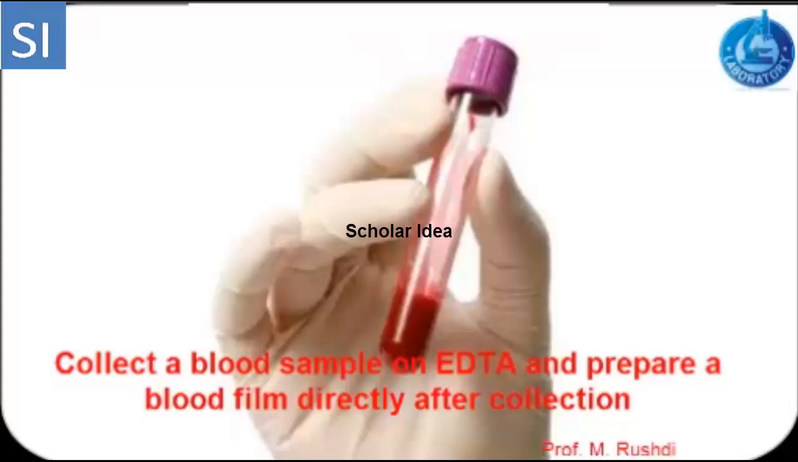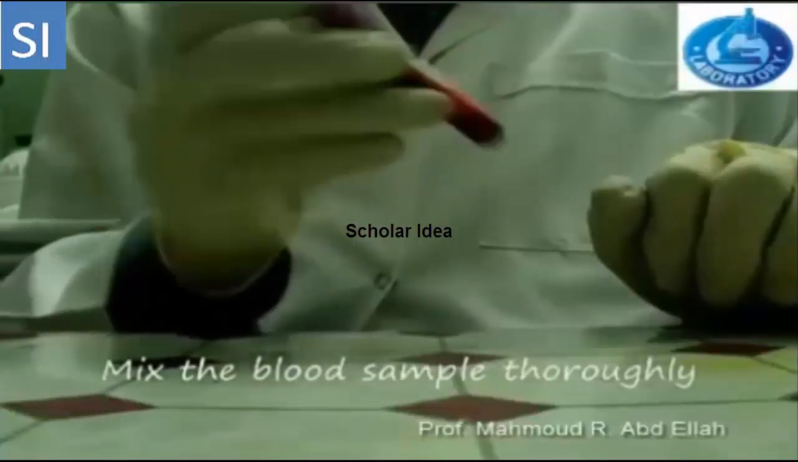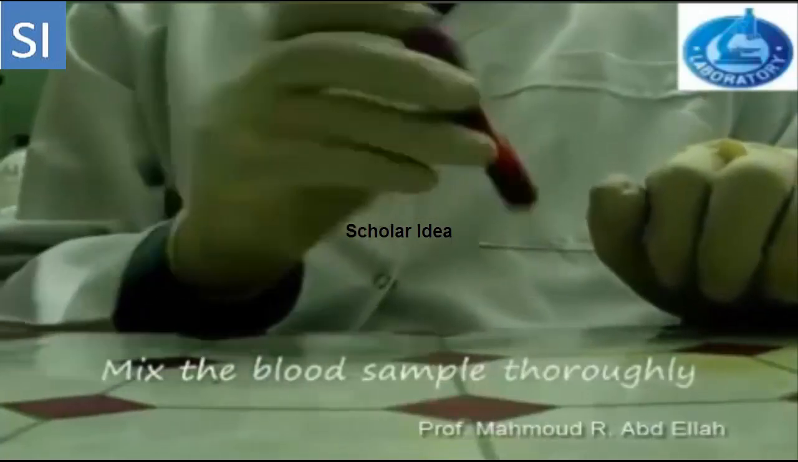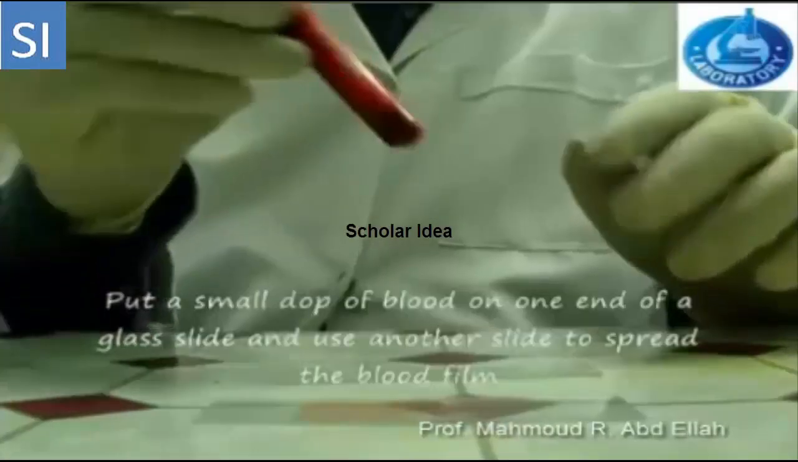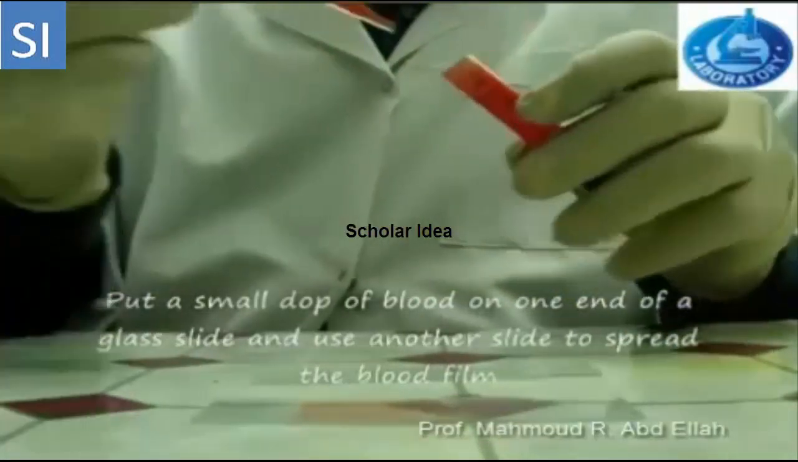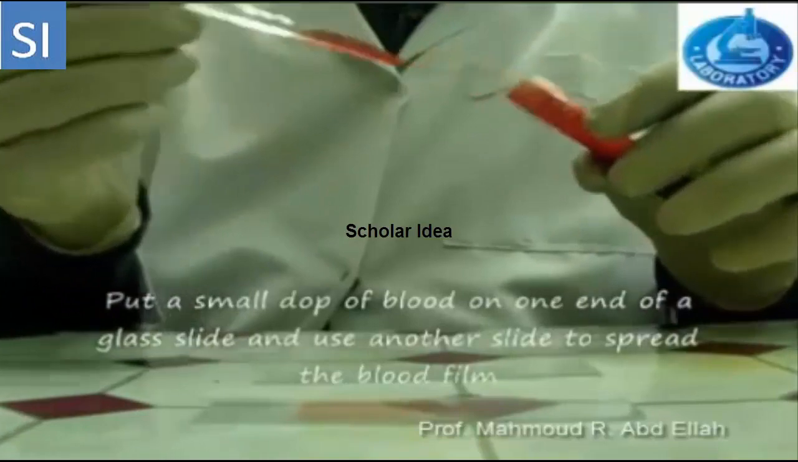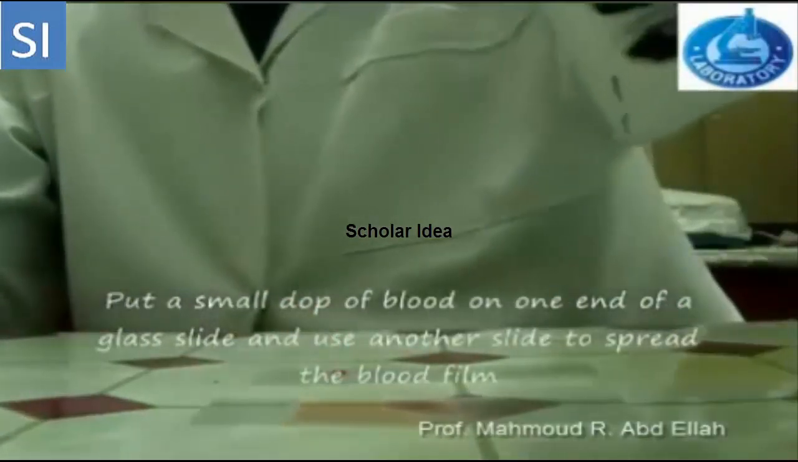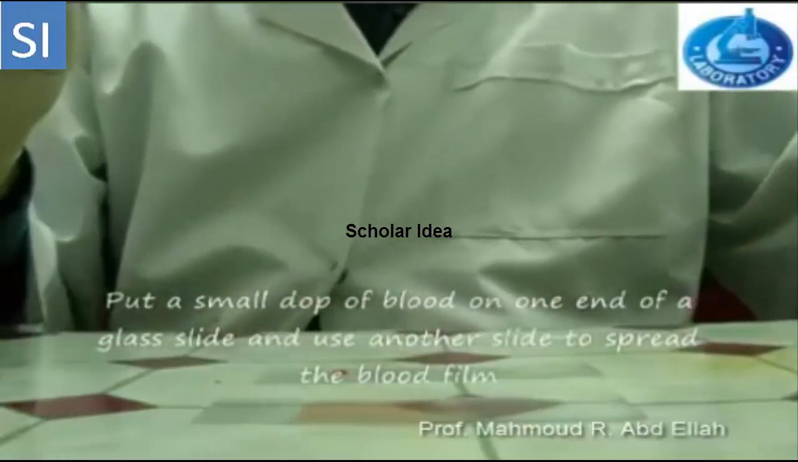To prepare the blood film, first mix the blood sample gently. After that, spread the blood film by using the two slides method. A drop of blood is placed on one end of a glass slide, and then the blood film is spread by using another glass slide.